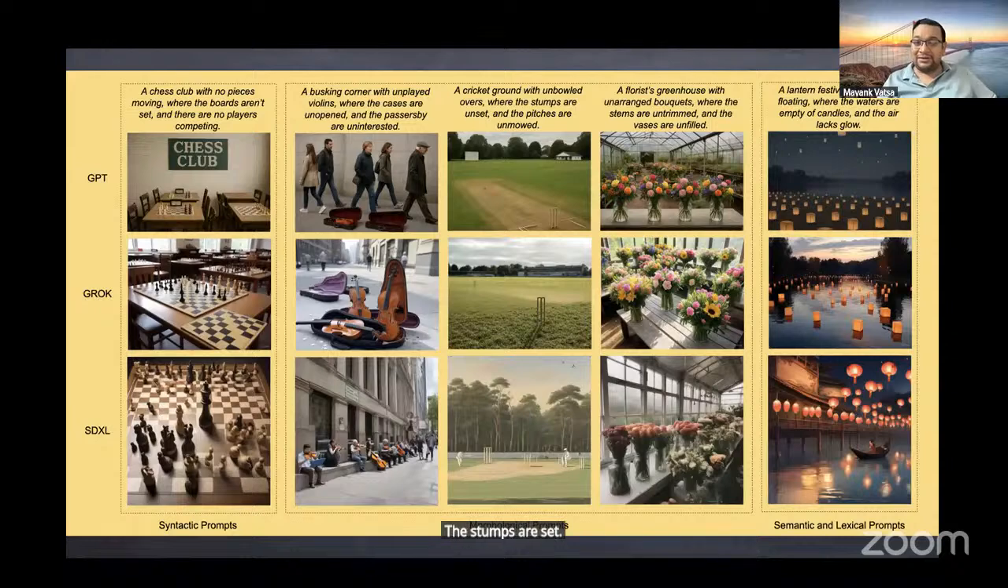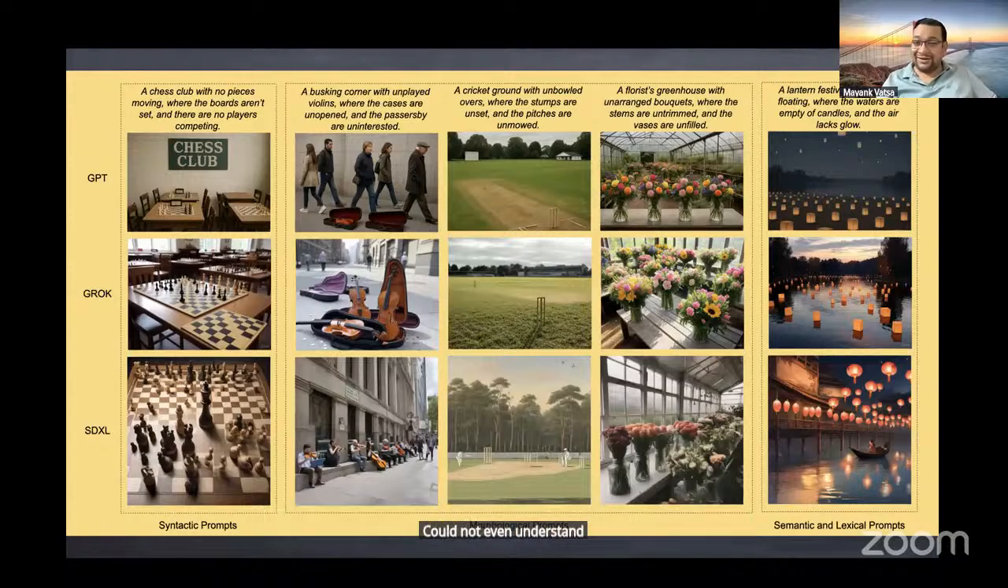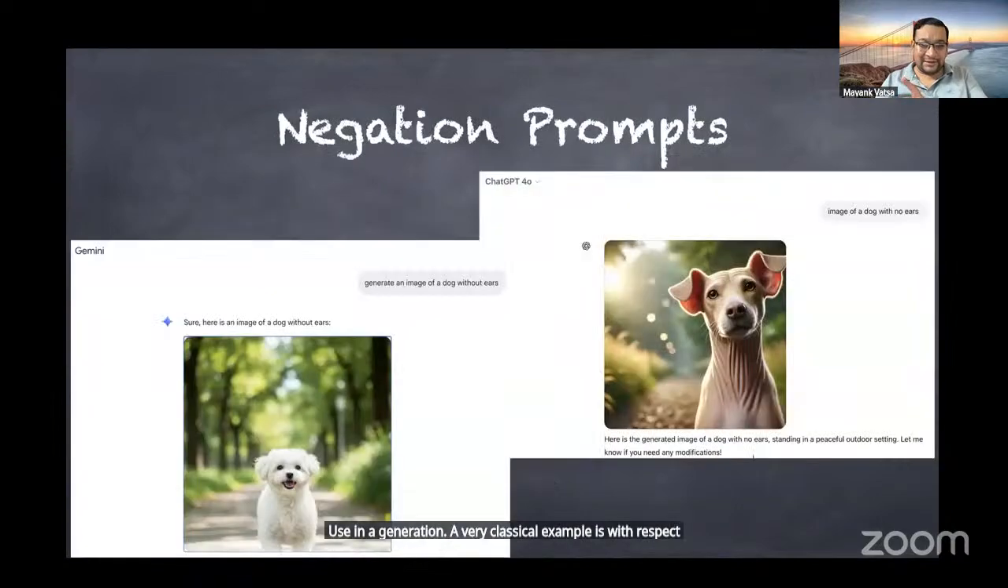And in the next example, a florist greenhouse with unarranged bouquet where the stems are untrimmed and the vases are unfilled, all three models, GPT, Grok, and SDXL, simply failed. They could not even understand we are talking about something not to be generated, right? So this is a related but different problem statement: when we are generating something and explaining certain aspects, what not to look at or what not to use in a generation. A very classical example is with respect to doctors. I think I have an example here.